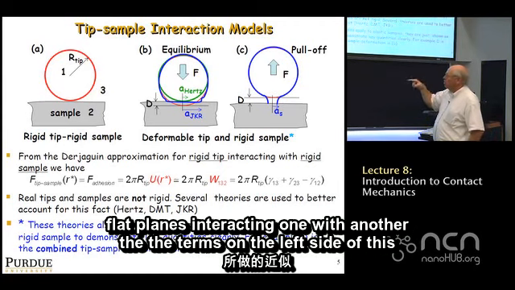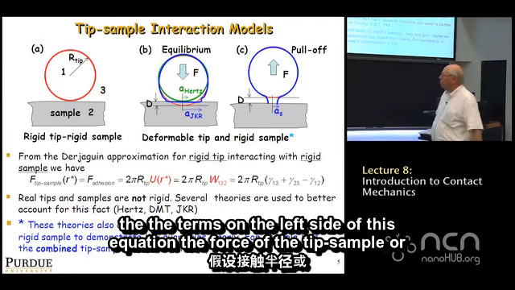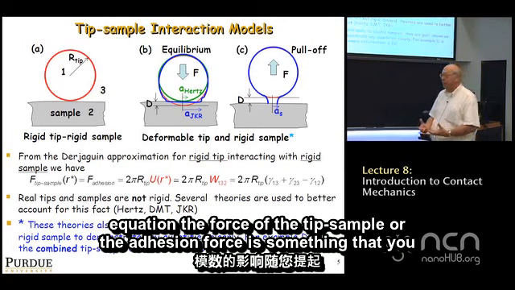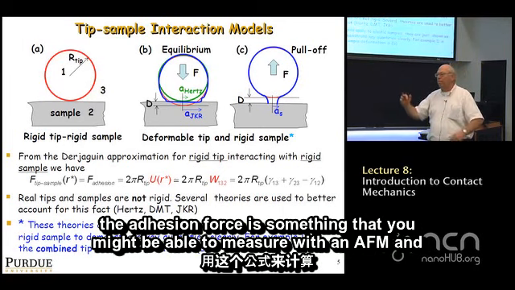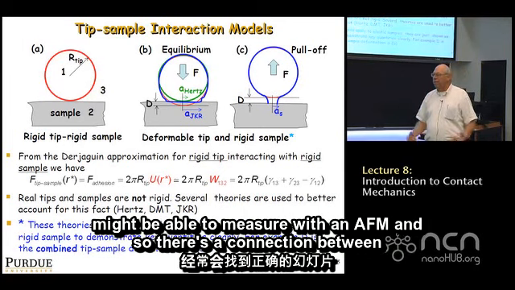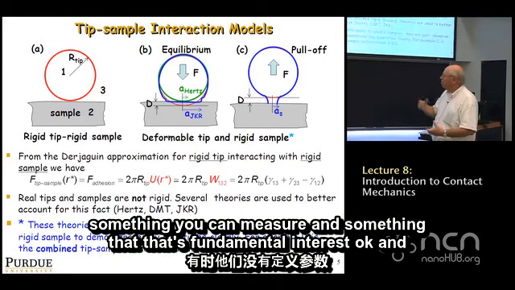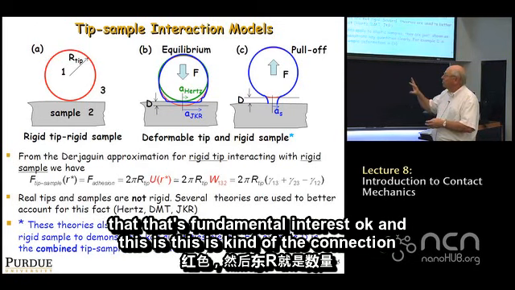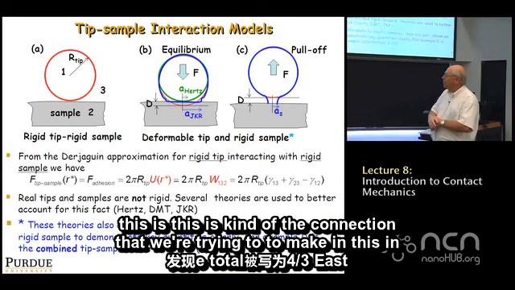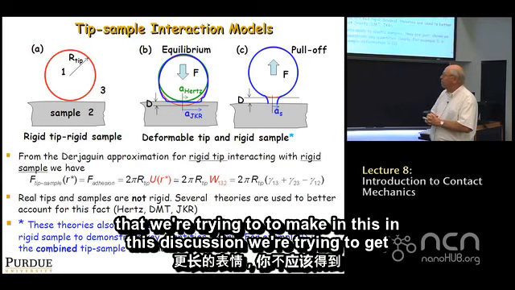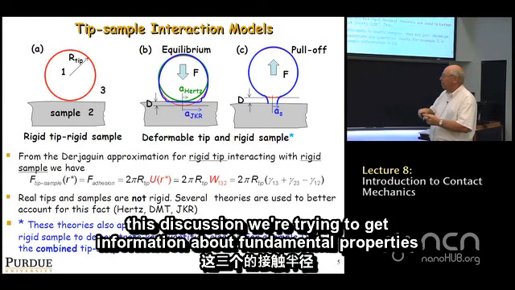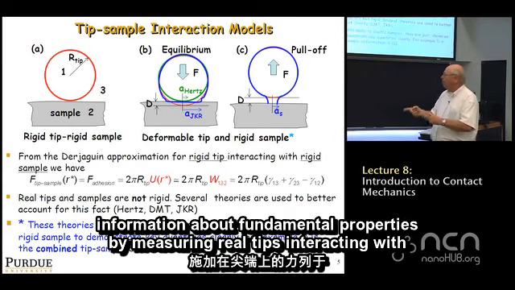The term on the left side of this equation, the force of the tip sample or the adhesion force, is something that you might be able to measure with an AFM. And so there's a connection between something you can measure and something that's of fundamental interest, okay? And this is the connection that we're trying to make in this discussion. We're trying to get information about fundamental properties by measuring real tips interacting with real substrates.